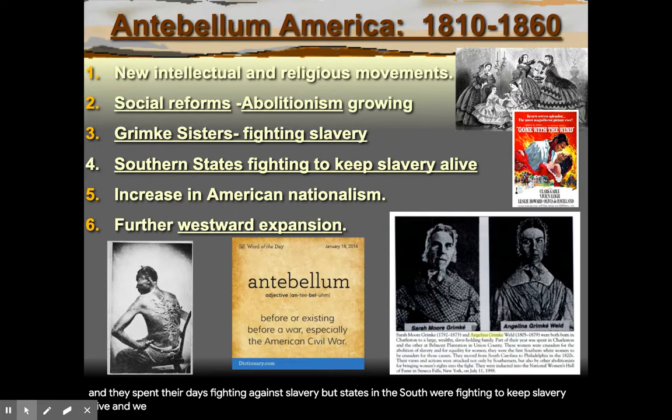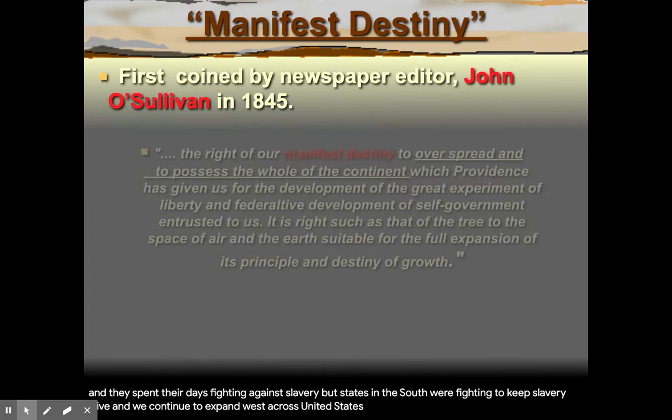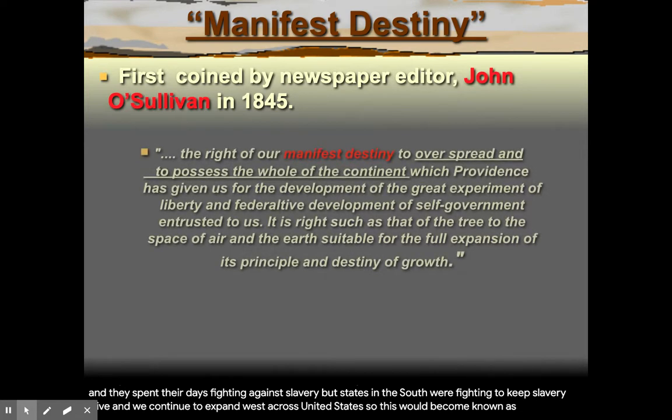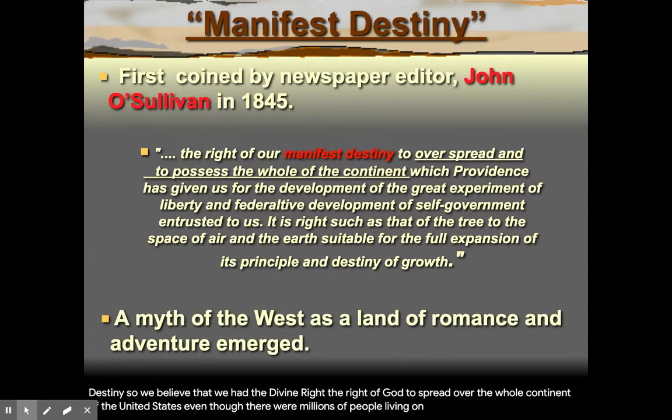And we continue to expand west across the United States. So this would become known as manifest destiny. We believed that we had the divine right, the right of God, to spread over the whole continent of the United States, even though there were millions of people living on these lands.